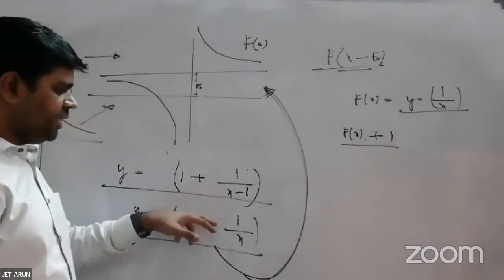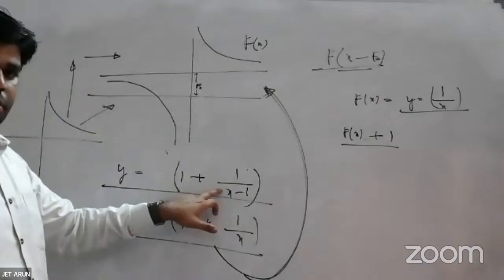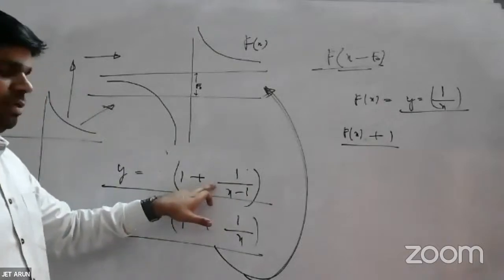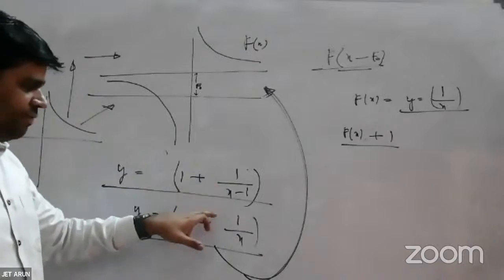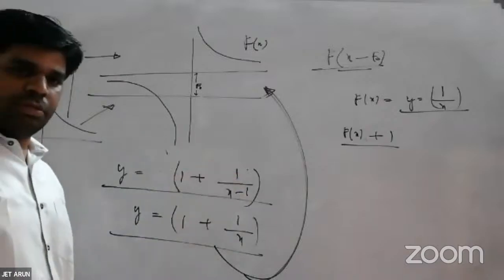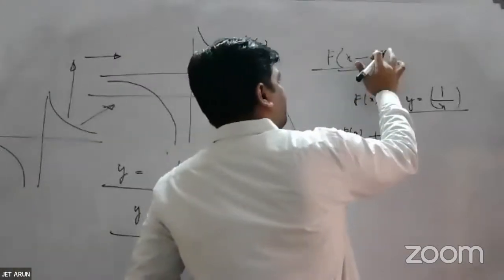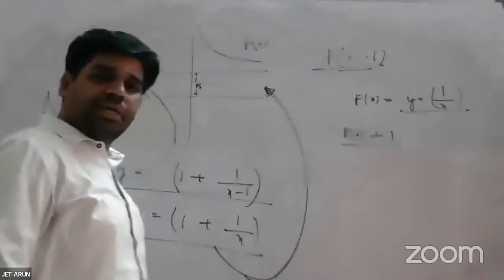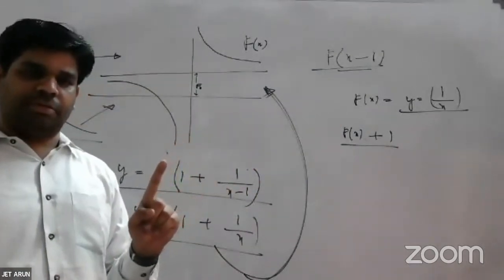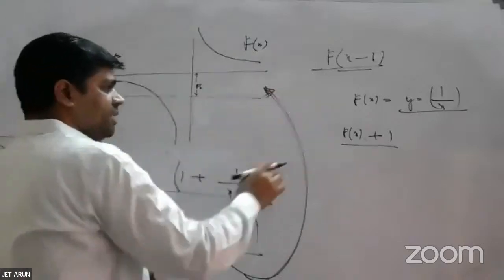What is the difference between these two? Here there is x, here there is x minus 1. So this is f of x minus 1. What is f of x minus 1? Shifting the graph towards the right by 1 unit. We have to shift it to the right.